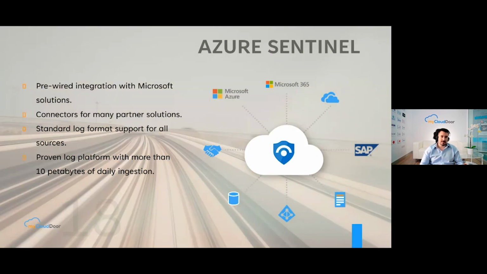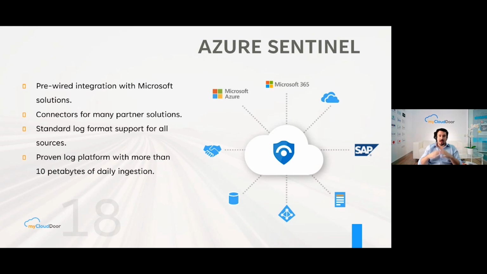So let's talk about Azure Sentinel. Azure Sentinel is a scalable, cloud-native solution that provides intelligent security and threat analysis across our enterprise. It's a SIEM, security information and event management, and SOAR, security orchestration, automation, and response. This gives us a single solution for attack detection and incident response across our enterprise.